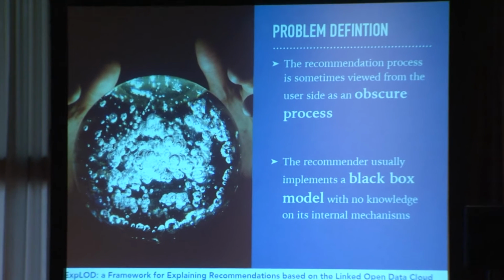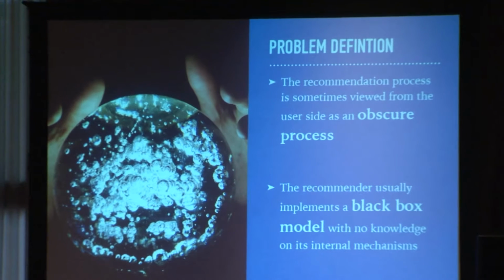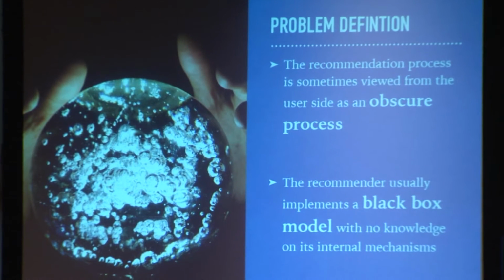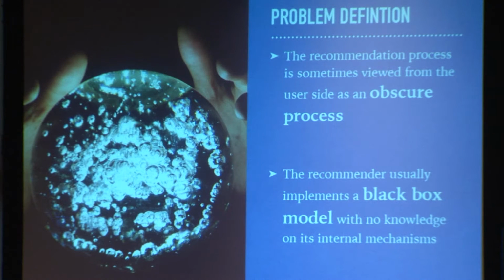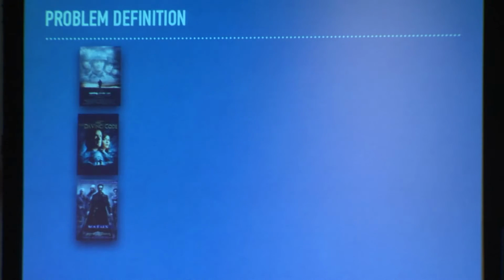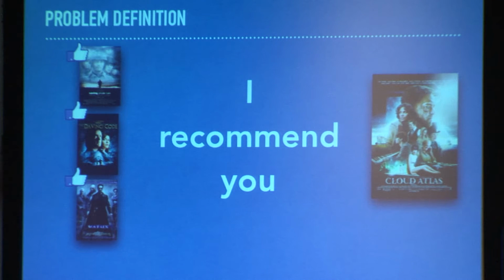The problem addressed in this work is that when a recommender system is implemented as a black box, it doesn't explain the motivation behind a recommendation, and it doesn't show its internal mechanism to the user. Generally, a recommender system acquires the user preferences, elaborates it, computes it in some way, and recommends an item.